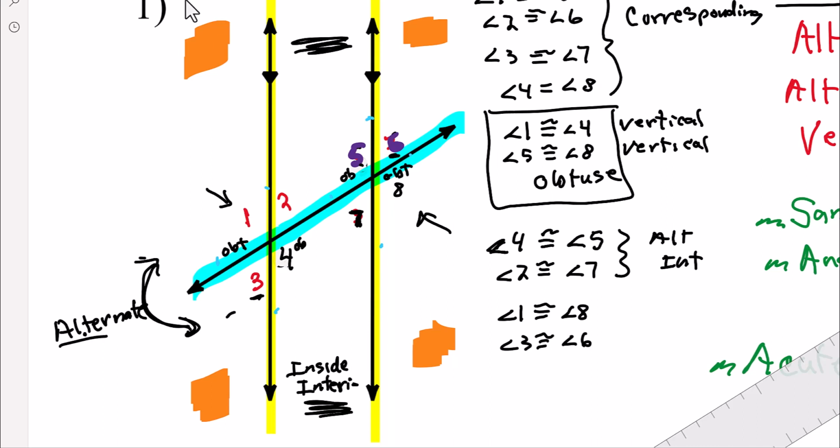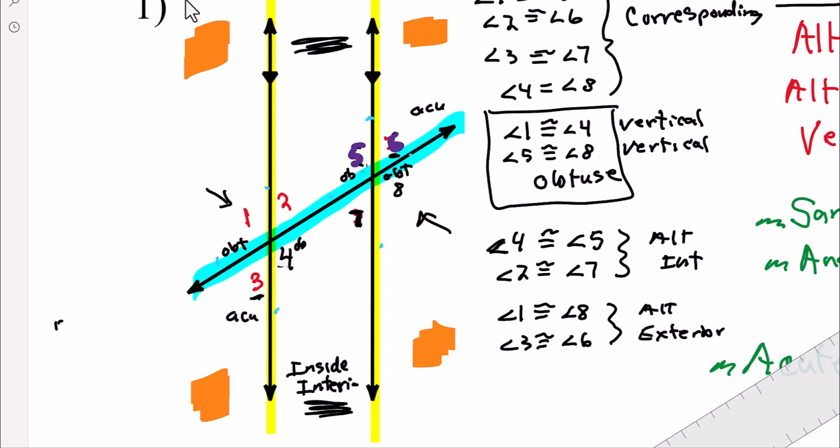And this is acute, and this is acute. And those are alternate exterior. Okay, so now I'm going to erase this because there's a little bit more that we have to look at.